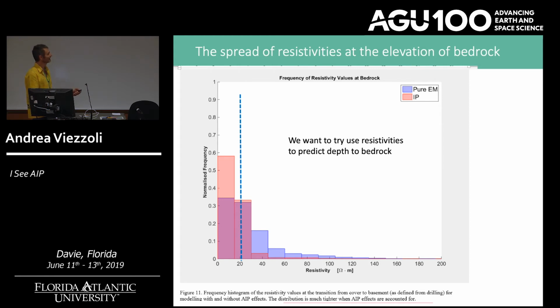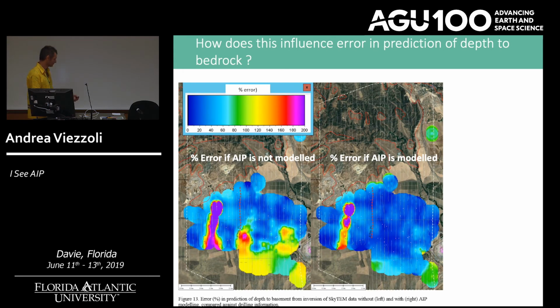If you actually do take IP into account, these are the spreads of the resistivities of the layers that intercept bedrock. So if you are to choose a representative value for predicting bedrock from resistivity, if you do it on the pure EM case, you will do something there, but you already know that you'll be wrong in a number of places because the spread is very high. If you do it on the IP corrected resistivities, you can pick something there and you will know that you'll be less wrong. And this map proves it. So this is a map of error in prediction of resistive basement depth in percentage for the non-IP modeled base resistivity and IP corrected resistivity.